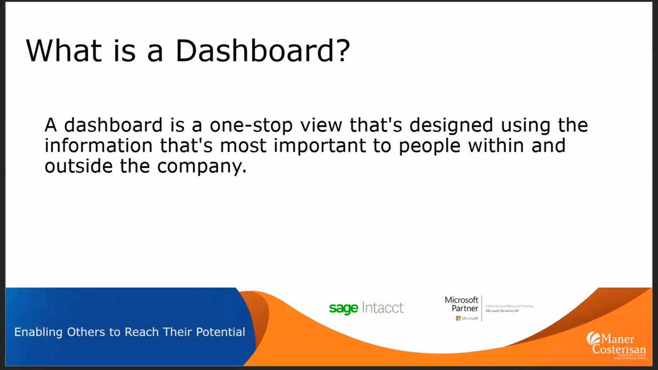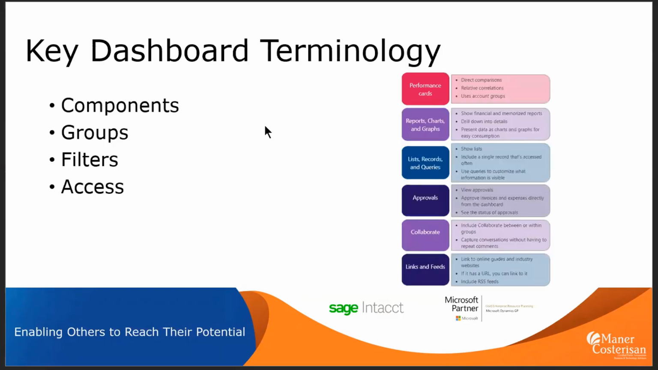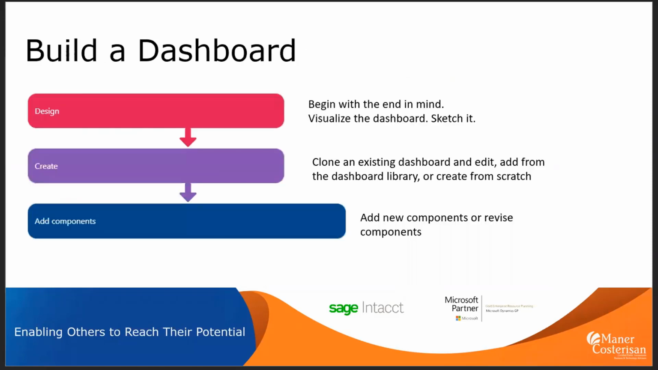There are a few things I want to discuss with you: some of the terminology, components, groups, filters, access, and then the various types of the components. I'm going to go through all of these with the exception of Collaborate, because I discovered my demo database was not configured with Collaborate, and I didn't discover that until too late. But once we go through these, I think Collaborate will just be another dashboard component that you will feel comfortable adding yourself.